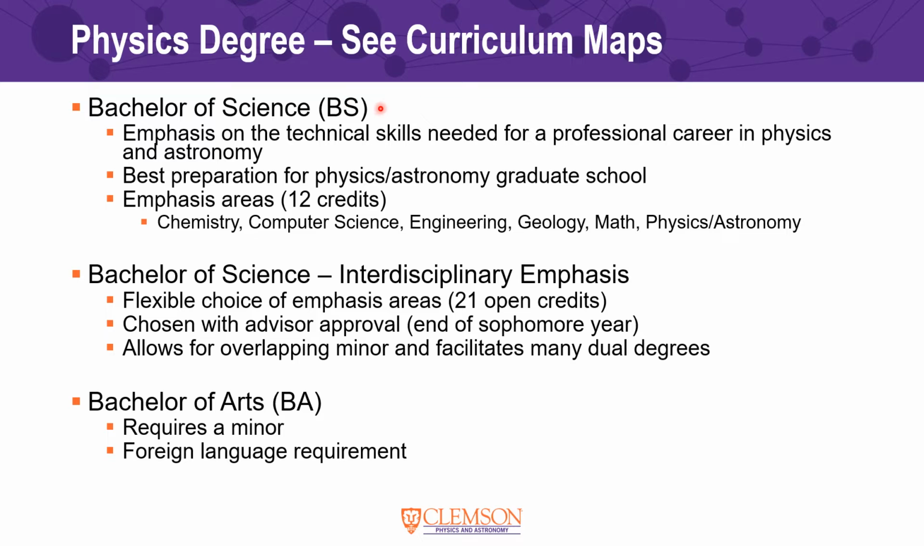The first and most common is the Bachelor of Science or BS degree. This is most likely the one that you're slated to participate in. This has an emphasis on the techniques or skills that you need to be a professional physicist, whether you're going to pursue a career in physics or astronomy. If you're planning on going on to graduate school, this is considered the standard and best preparation for moving on to graduate school in physics and astronomy.